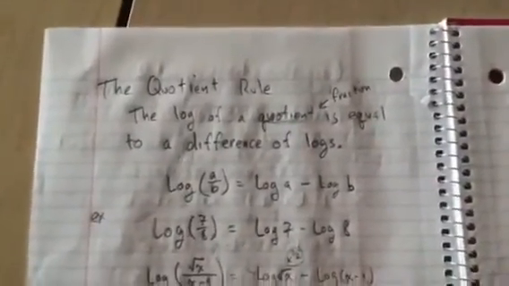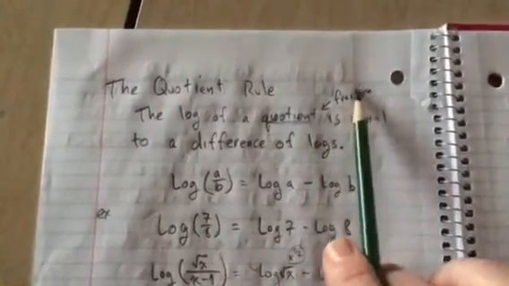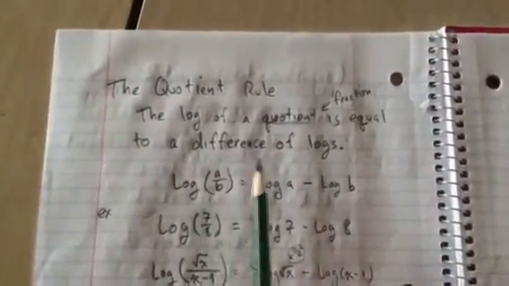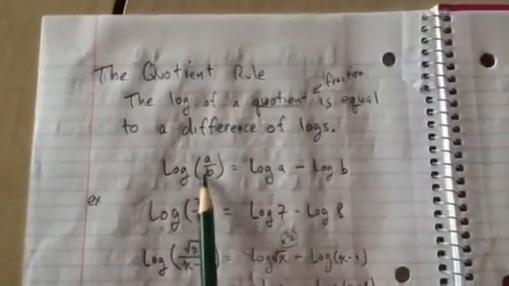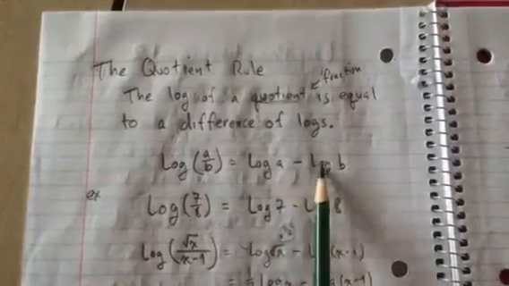All right, the other important property involving this rewriting of logs is called the quotient rule. It's kind of the inverse of the product rule. It's saying in words that the log of a quotient, or a fraction, is equal to a difference of logs. And kind of symbolically, we might write it this way: log of a over b is equal to log of a minus the log of b.